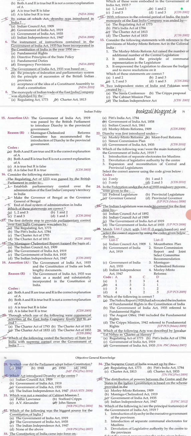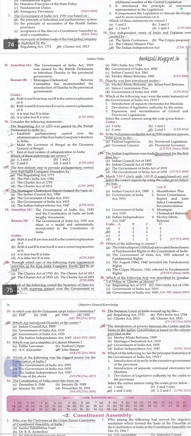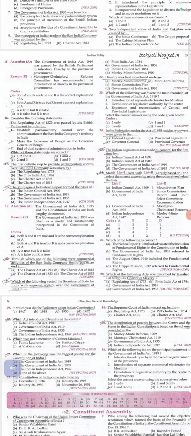Which of the following were the main features of the Government of India Act 1919? Devolution of legislative authority by the centre. Expansion and reconstitution of central and provincial legislatures. In the federation, under the Act of 1935, residuary powers were given to the Governor General. The Indian legislature was made bicameral for the first time by the Government of India Act of 1919.